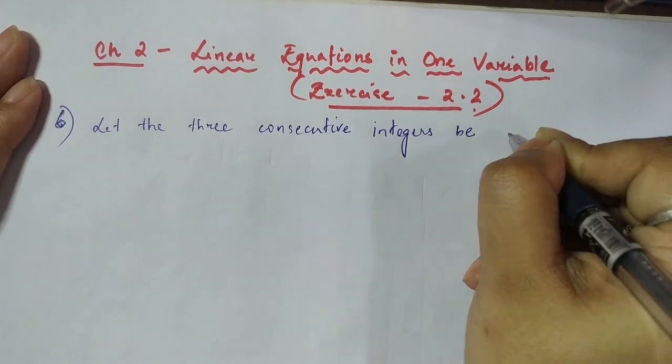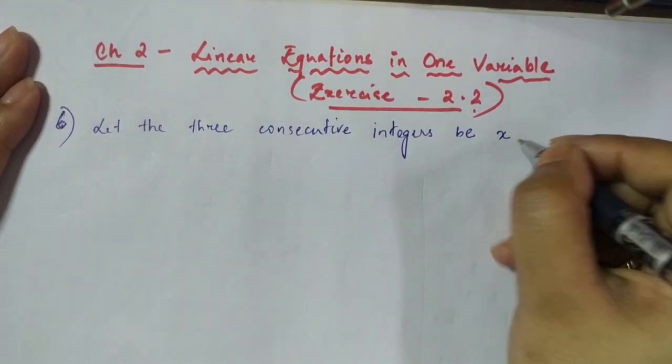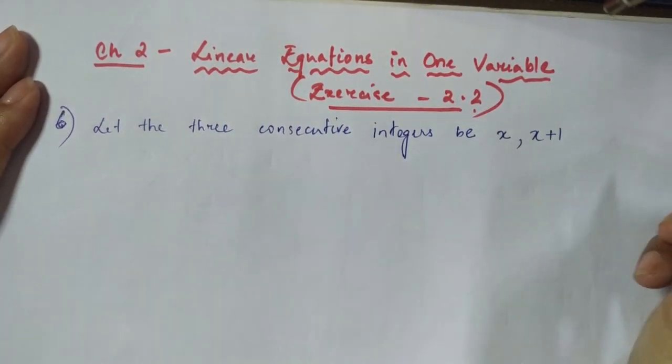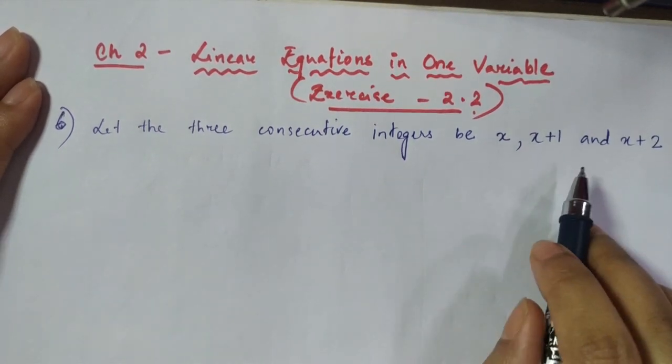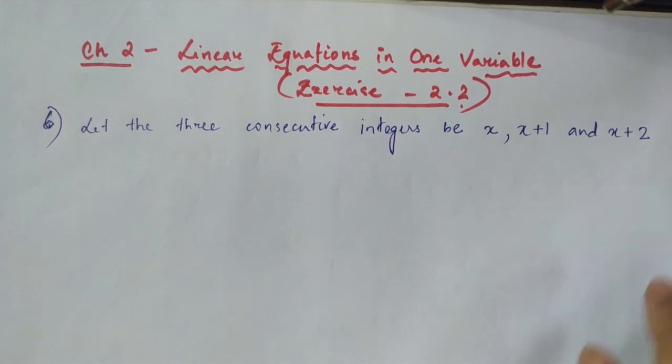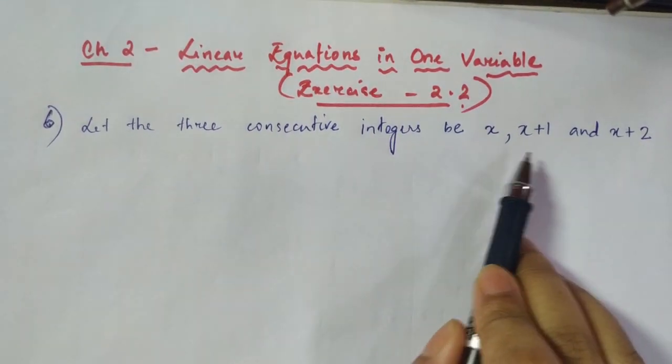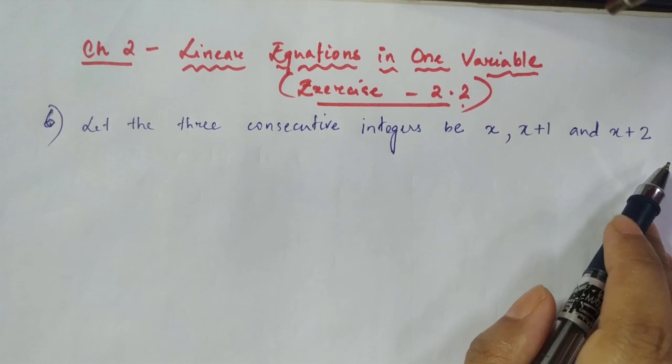be, say if the first one is x, the consecutive next can be x plus 1, right? And the third one is x plus 2. If they ask you for 4, then you can just write one more, x plus 3. So let the 3 consecutive integers be x, x plus 1 and x plus 2.